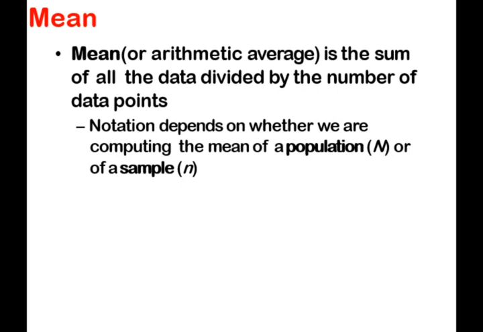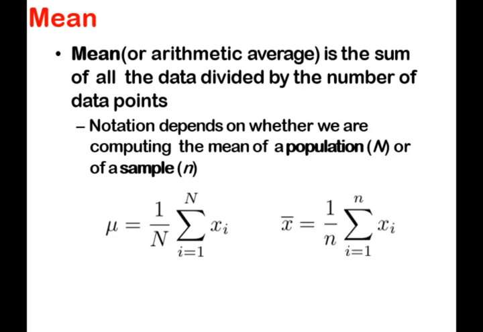What is the mean? Mean, or arithmetic average, is the sum of all of the data divided by the number of the data points, right? The notation you're going to use for the mean depends on whether you are dealing with a population or a sample. So you're going to use mu for the population mean, and we're going to use x bar for a sample mean.